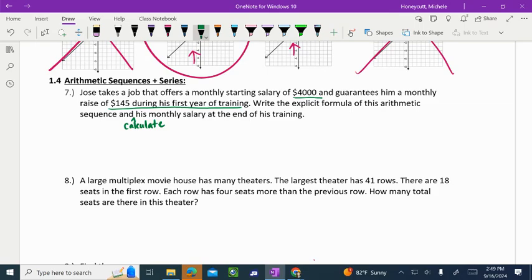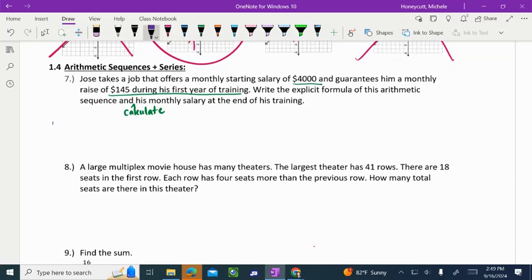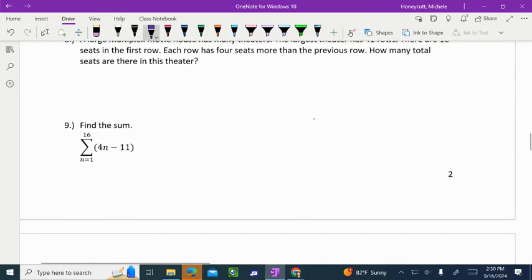Okay, so first we'll start with the sequence. We know that in Jose's first month, he gets $4,000. Then it says he gets a raise of $145 every month because it says monthly. So the next month, his monthly salary would be $4,145. And then the next month, if I add another $145, 4,145 plus 145, I would get $4,290. And this would continue during his first year of training.